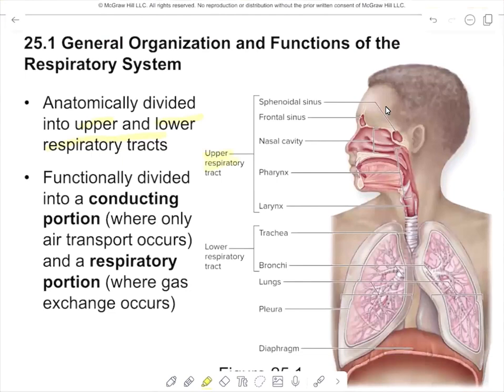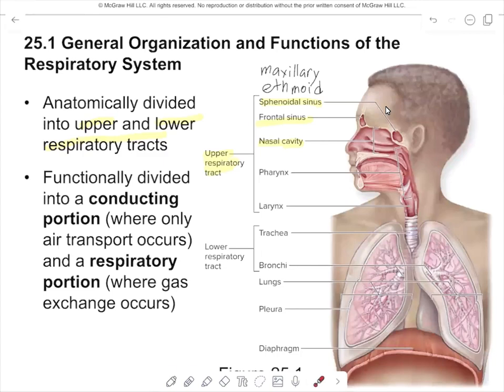The upper respiratory tract is going to begin with the nasal cavity. It's going to include various sinuses like the frontal sinus and the sphenoidal sinus. We also have two additional sinuses as well, which are not shown on this diagram. There is the maxillary sinus, which is right just inferior to your eyeballs, as well as the ethmoidal sinus in the ethmoid bone.